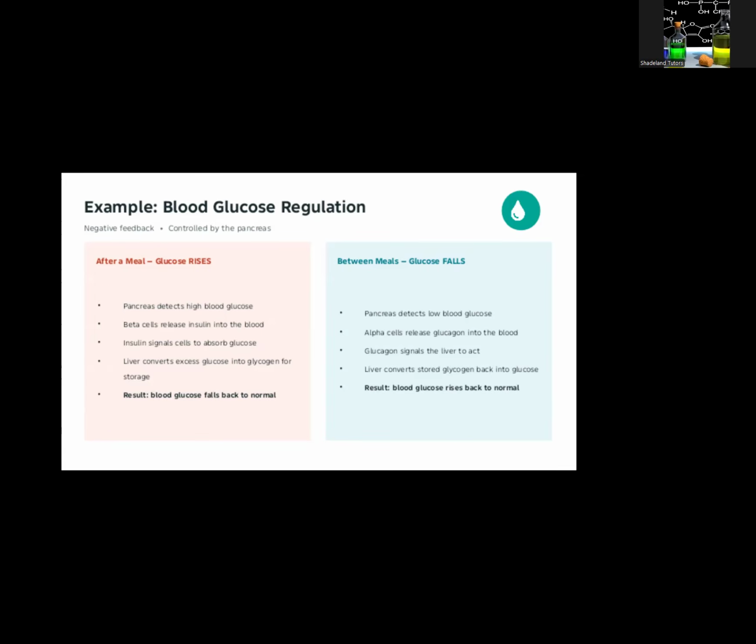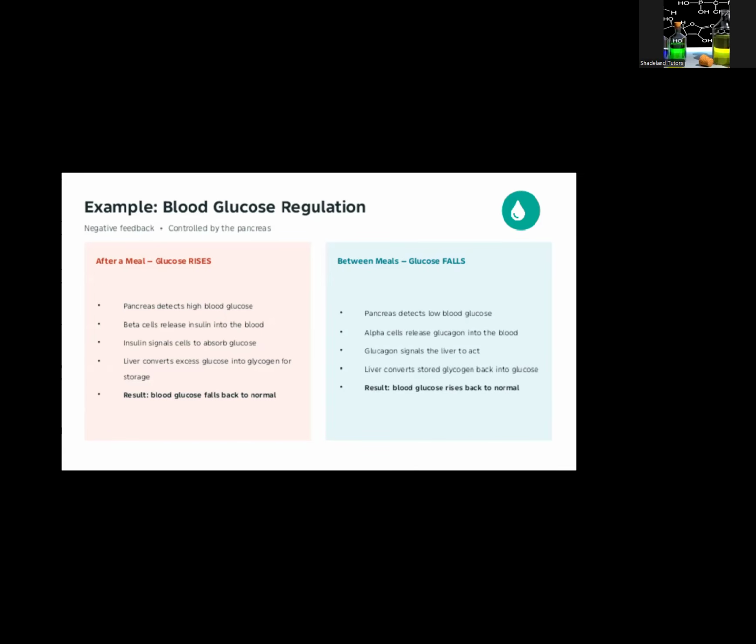It says after a meal, glucose rises. Now the pancreas detects high blood glucose. What does it do? The beta cells in the pancreas release the hormone called insulin. Insulin asks cells to absorb glucose to help mop up the glucose so that the blood sugar level will reduce. Then the liver converts any excess glucose remaining into glycogen for storage. The result is that blood glucose falls back to normal.